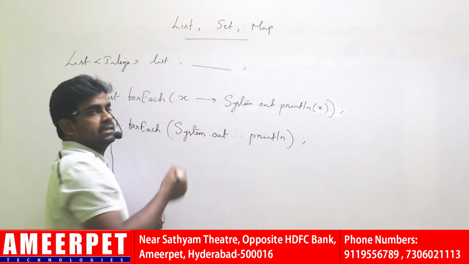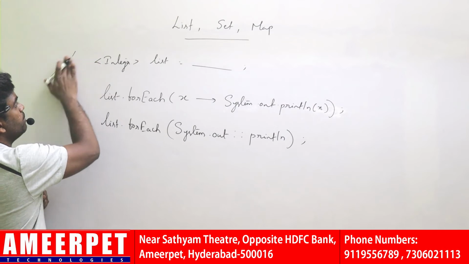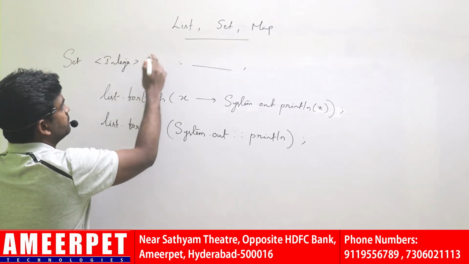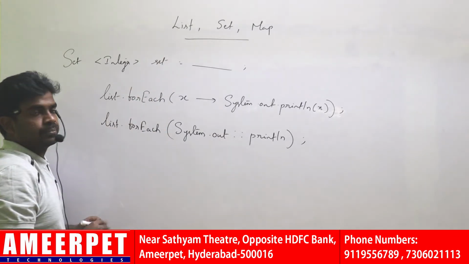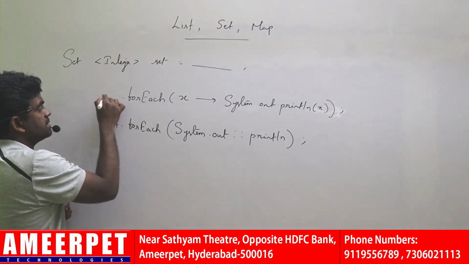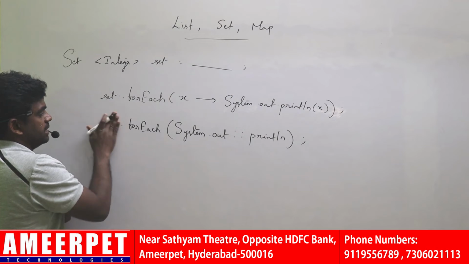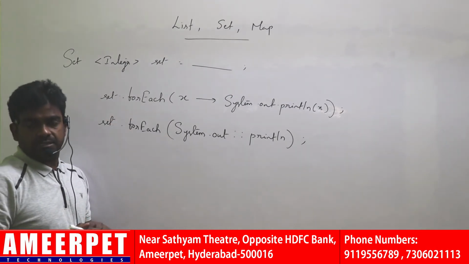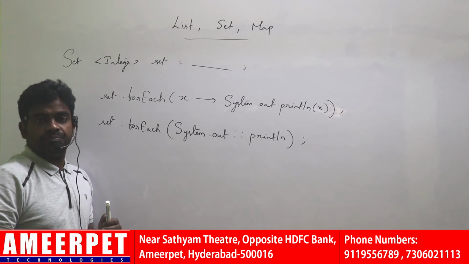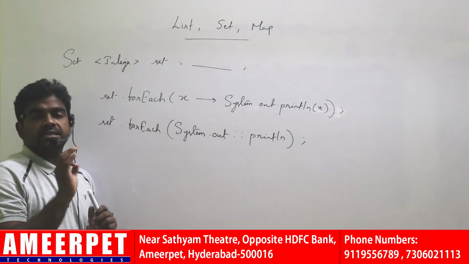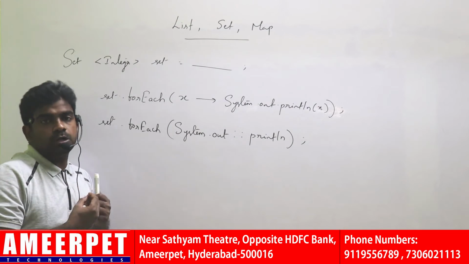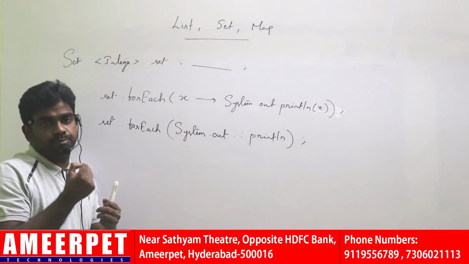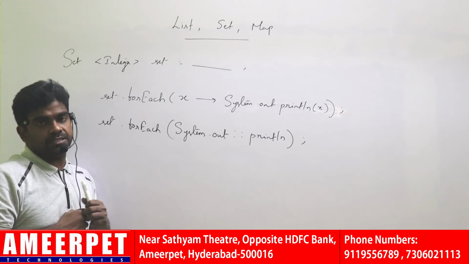Suppose it is a set, the only change is that in place of the list, we use the set. From the set, it will collect the elements and process them. So what is the difference between list and set? As we already know, list allows duplicates. If I don't want to store duplicates, go with the set. List is index based, but set is not index based.